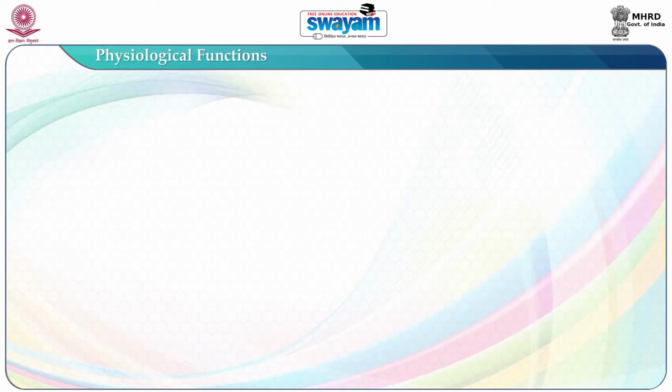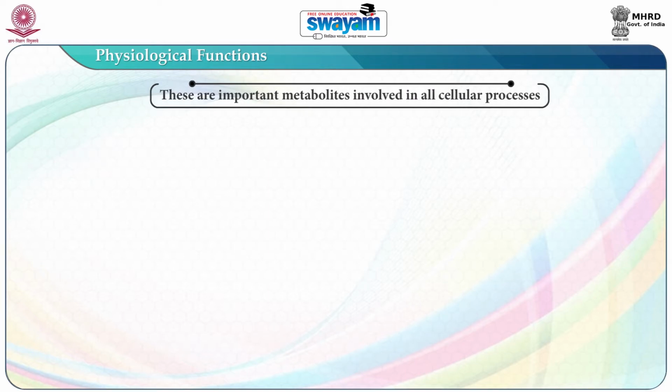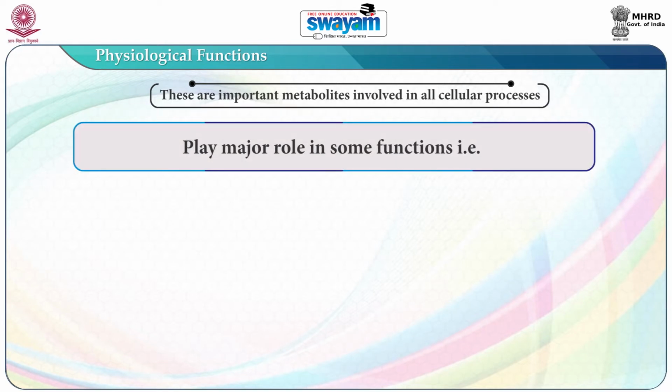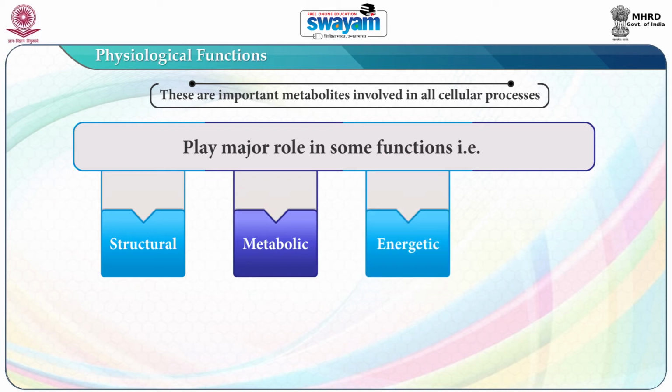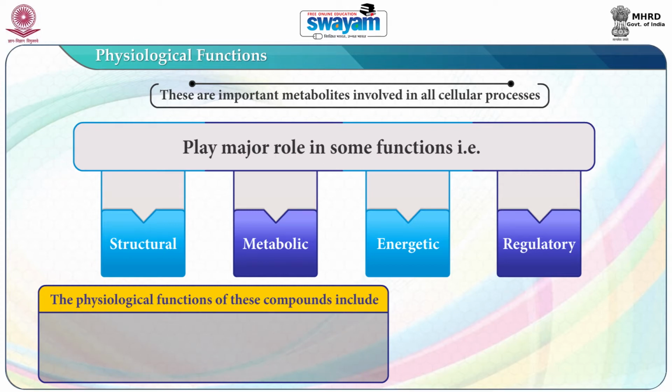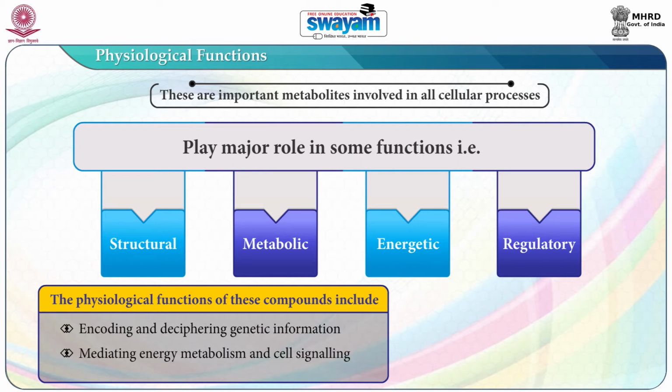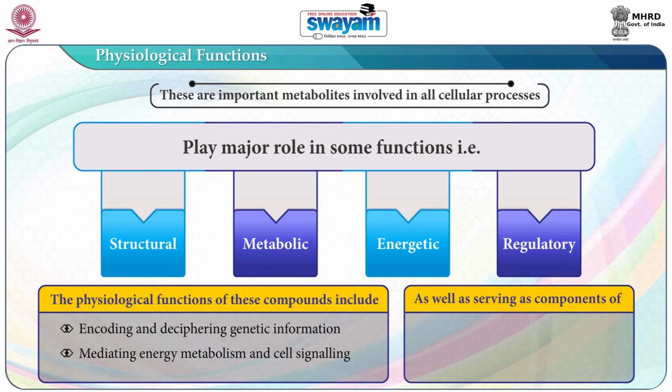The physiological functions of nucleotide will tell us the role of nucleotide in the human body. Now, they are important metabolites and are involved in several cellular processes and play a major role in structural, metabolic, energetic and regulatory functions. The physiological functions of these compounds include encoding and deciphering genetic information, mediating energy metabolism and cell signaling, as well as serving as components of coenzymes, allosteric effectors and cellular agonists.